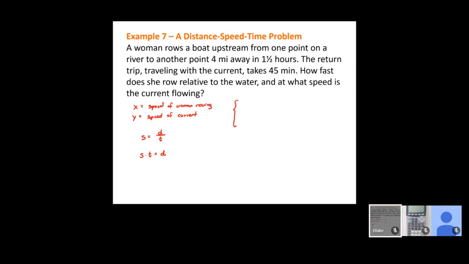So basically, what we're going to do is take her speed, which is x, and subtract the speed of the current because it's actually slowing her down this time. This right here is the speed now. So her speed minus the speed of the current is the total speed. Now we need to multiply that by the time. Well, what's our time going to be this time?